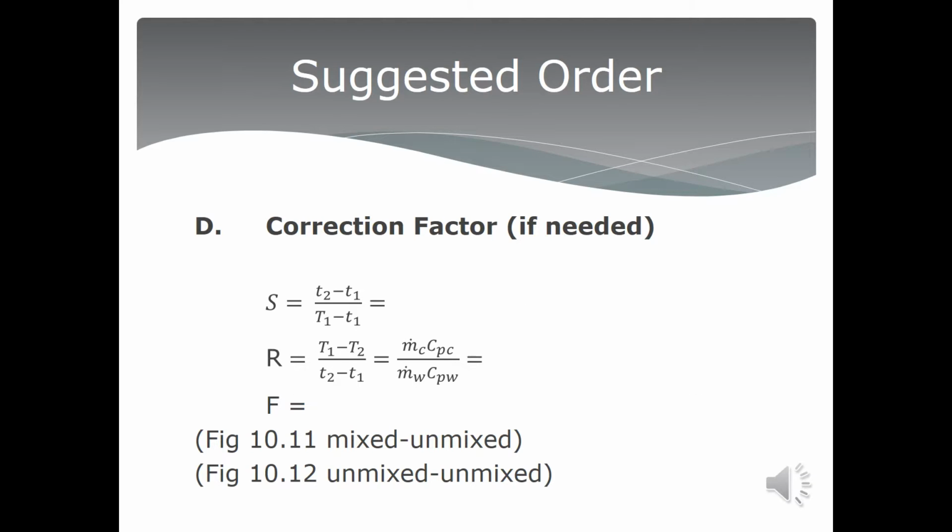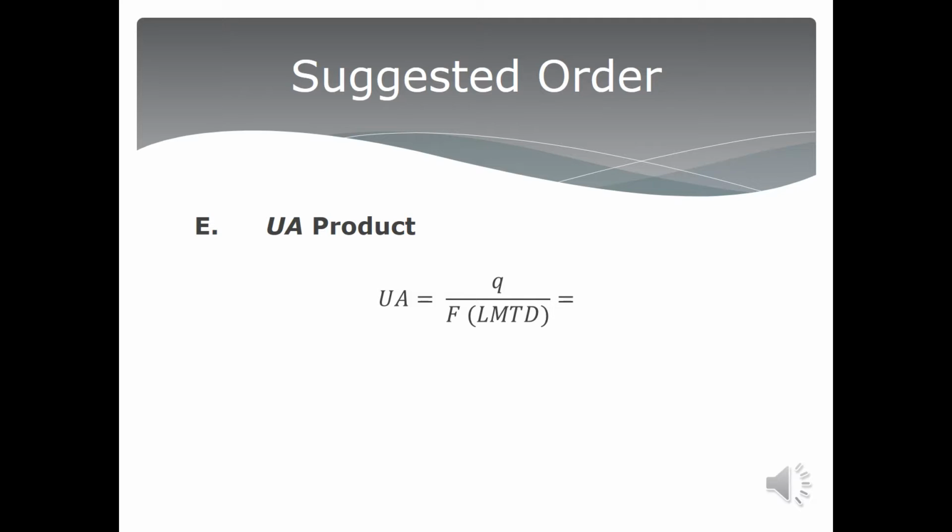Part D is to find the correction factor if needed. The correction factor is a function of the capacitance ratio R and the temperature factor S. Once you find S and R, you can look at figure 10.11 for mixed-unmixed or figure 10.12 for unmixed-unmixed to find the correction factor needed. Part E is to find the UA product. That is equal to Q over F times the log mean temperature difference.